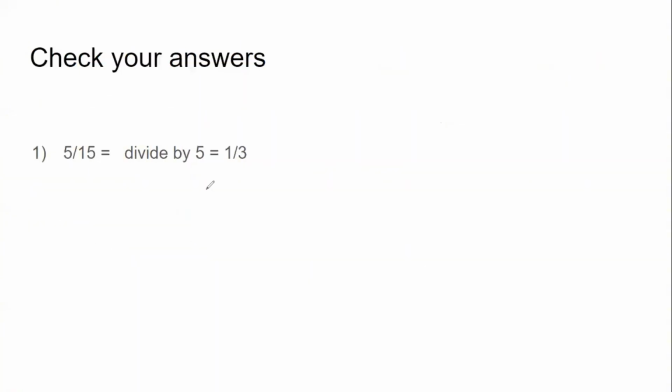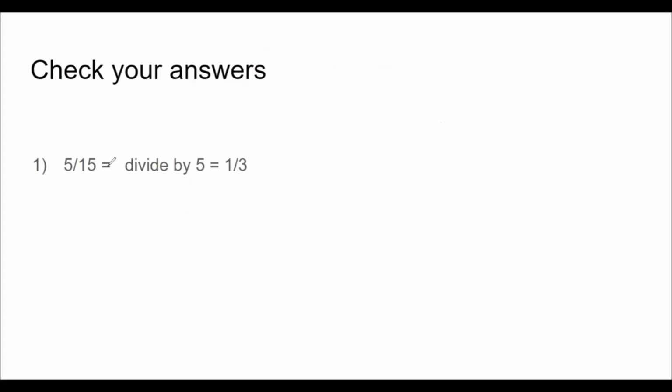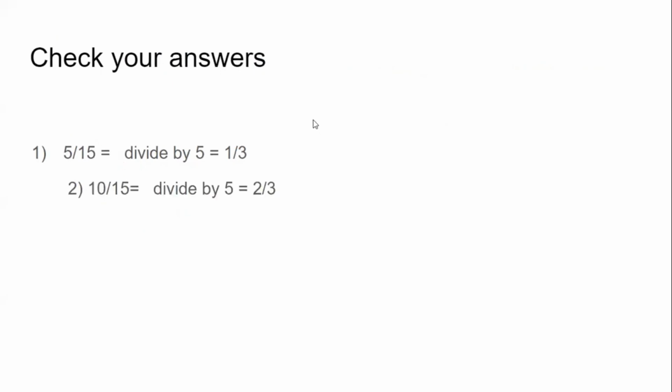All right, so number 1, 5/15, you're going to divide each one by 5. Divide by 5, and you get 1/3. Number 2, 10/15, divide by 5 again, and you get 2/3. 3, 12/20, divide by 4. You get 3/5. Now, let me show you something.